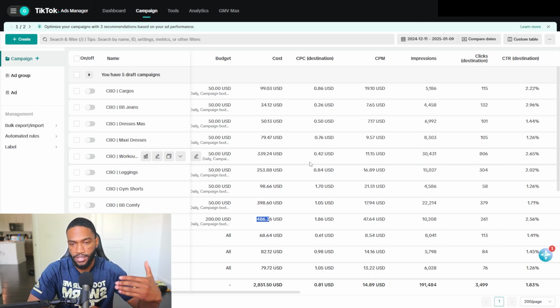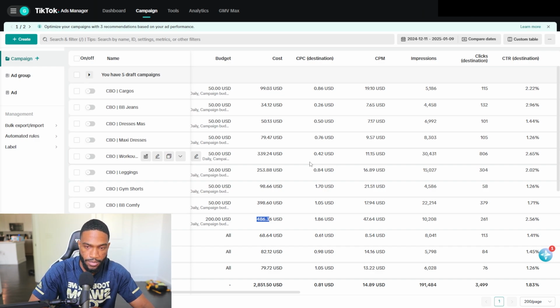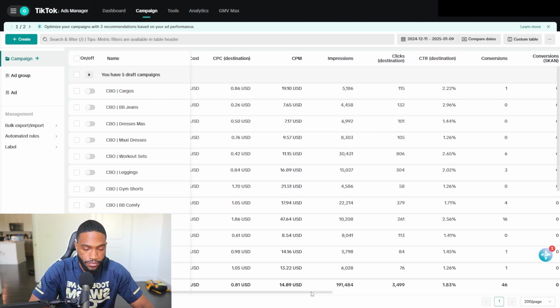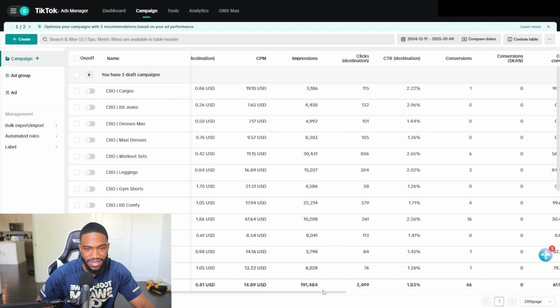This is a lot of testing, right? Seeing what works, what doesn't work, comparing CBOs versus ABOs, testing different creatives, different products. I'm doing a lot inside of each of these campaigns. So on average, I had an 80-cent cost per click. On average, that's not bad. It's not great either. But I also had click-through rates of 1.83%. You could argue it's okay, but I'm going to compare it against something else which negates that.